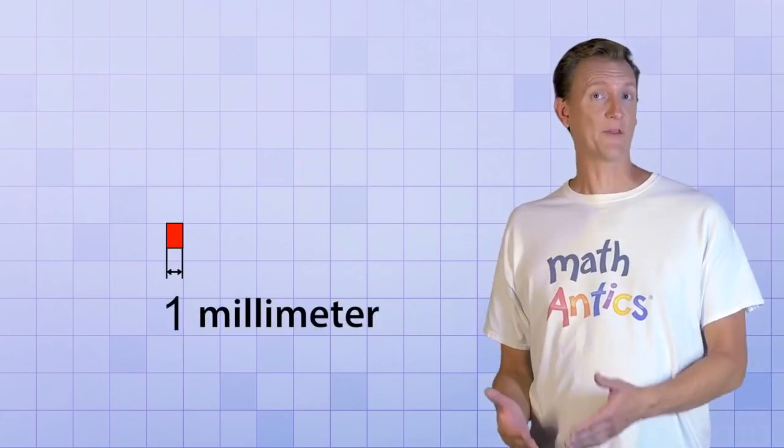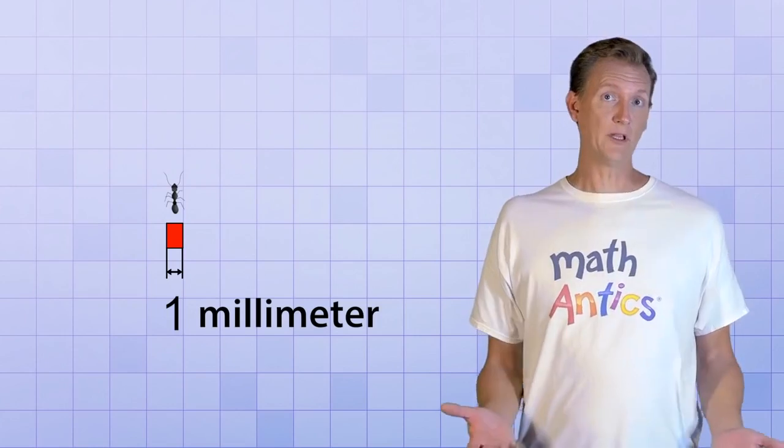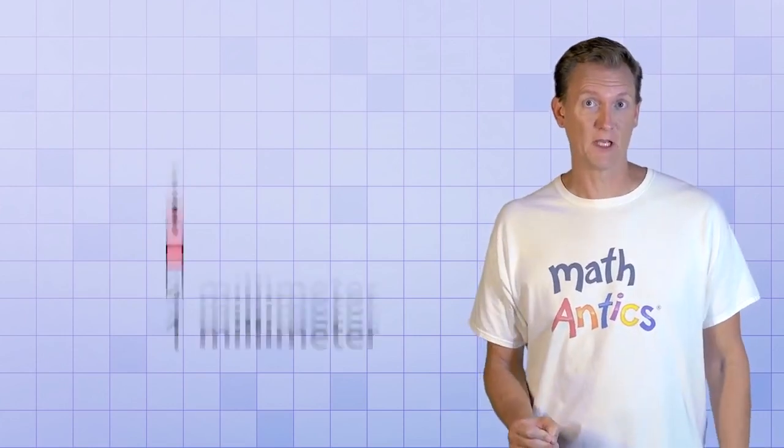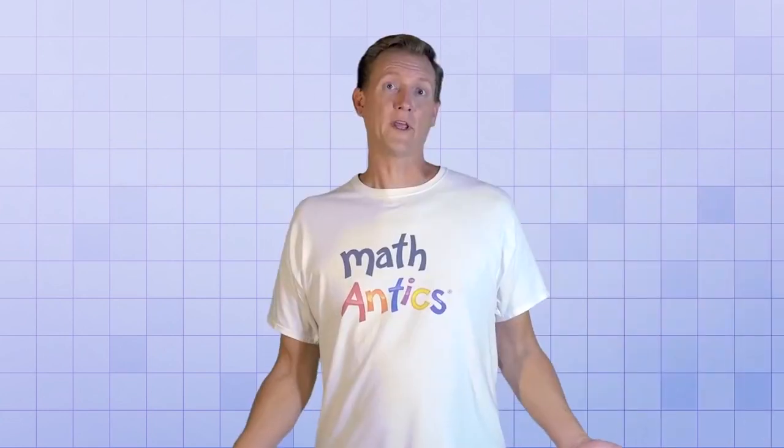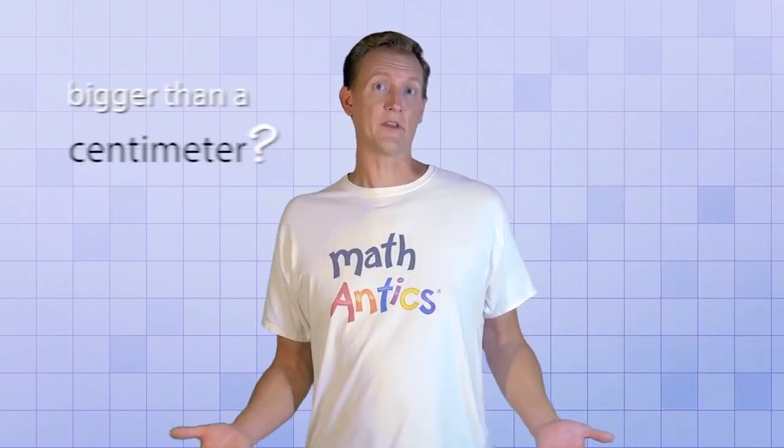A millimeter is about the width of a small black ant. So millimeters are good for measuring small things, like the width of a sunflower seed or the thickness of a smartphone. Okay, but what if we need to measure something bigger than a centimeter?